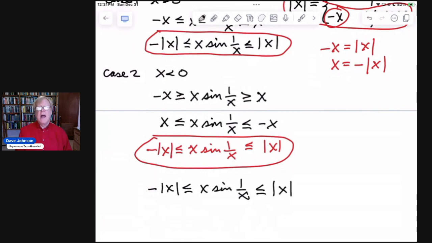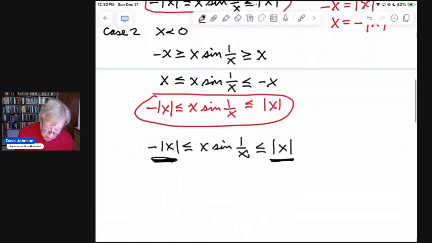Now we can apply the squeeze theorem because we have a valid, correct, logical inequality that we've derived with some effort. The limit of this is 0. The limit of this is 0. And so therefore, the limit as x approaches 0 of x sine 1 over x is equal to 0.